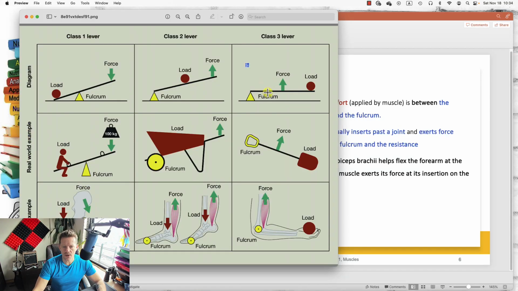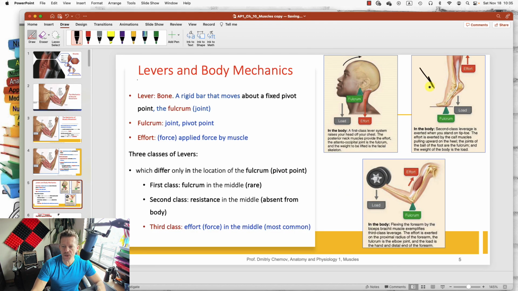You can also look at the third class lever schematically: fulcrum, force, which is the effort, and the load. Now let's look at the class 2 lever.